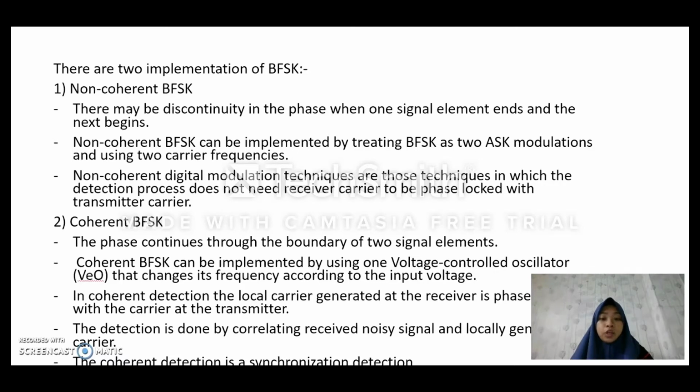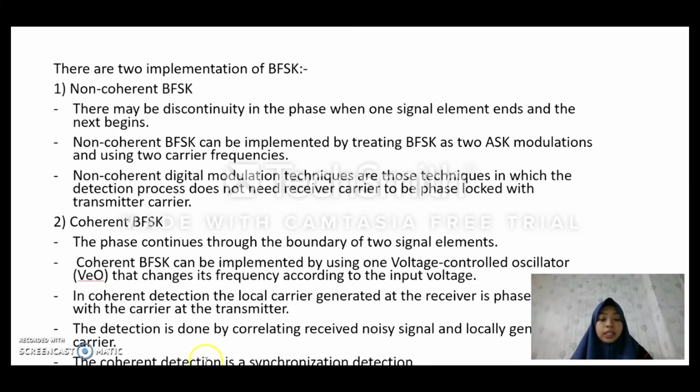Non-coherent digital modulation techniques are those in which the detection process does not need the receiver carrier to be phase locked with the transmitted carrier. The second is coherent BFSK. In coherent BFSK, the phase continues through the boundary of two signal elements. Coherent BFSK can be implemented by using one voltage-controlled oscillator, VCO, that changes its frequency according to the input voltage.